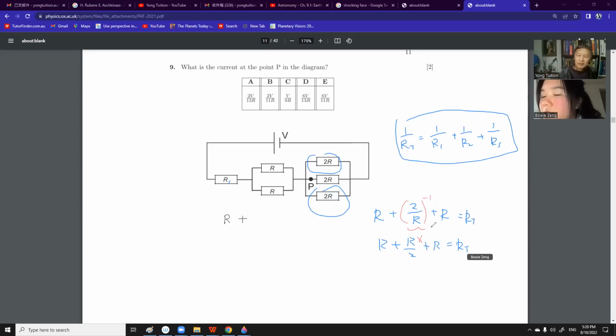Are you sure the third one is exactly R? So the second one is half. Can you see? This second one is half. Can you write the equivalent to that is half? Can you see? How about the third one? 2R.